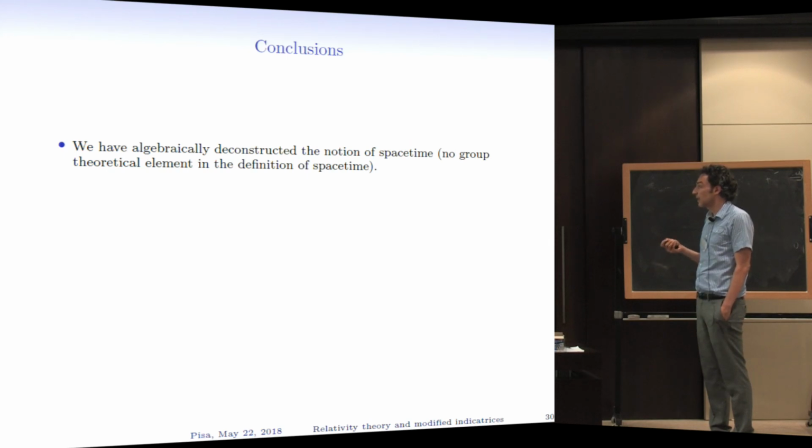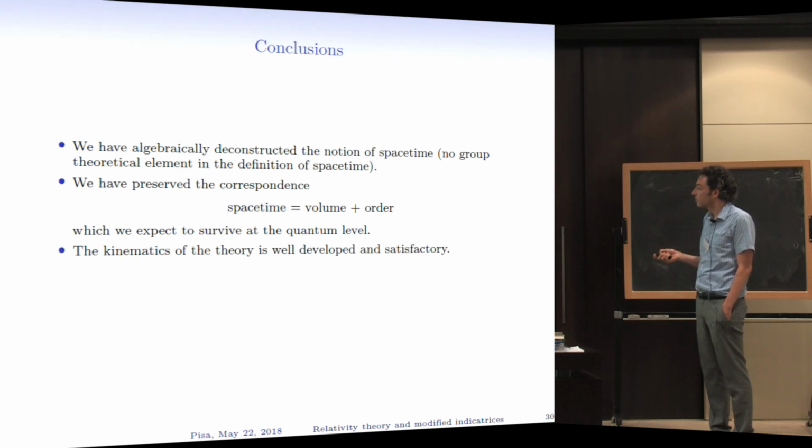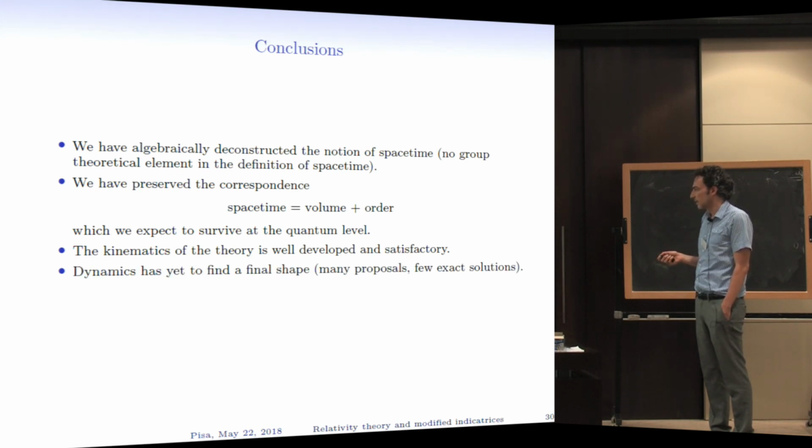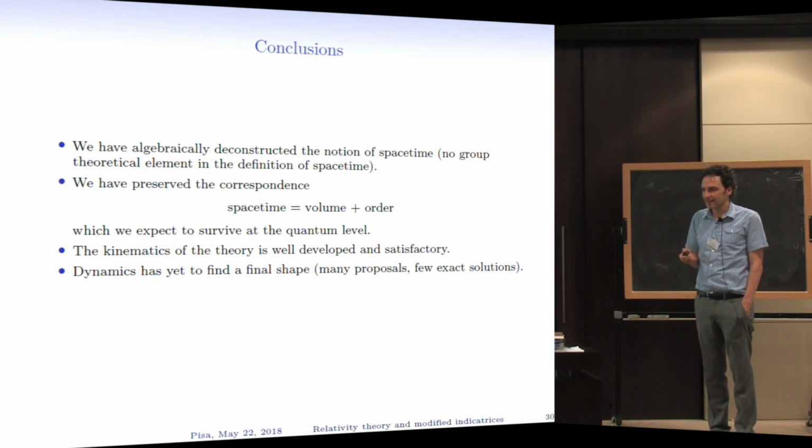So, in conclusion, in a sense, we have algebraically deconstructed the notion of spacetime with the notion of affine sphere, because you don't see any group inside it, right? We have preserved this correspondence. Spacetime is volume plus order, which we care about. And the kinematics is quite developed, at least for these spacetimes. Dynamics is yet to find a final shape, and the next talk will be, I think, mostly about it. Okay, that's all.